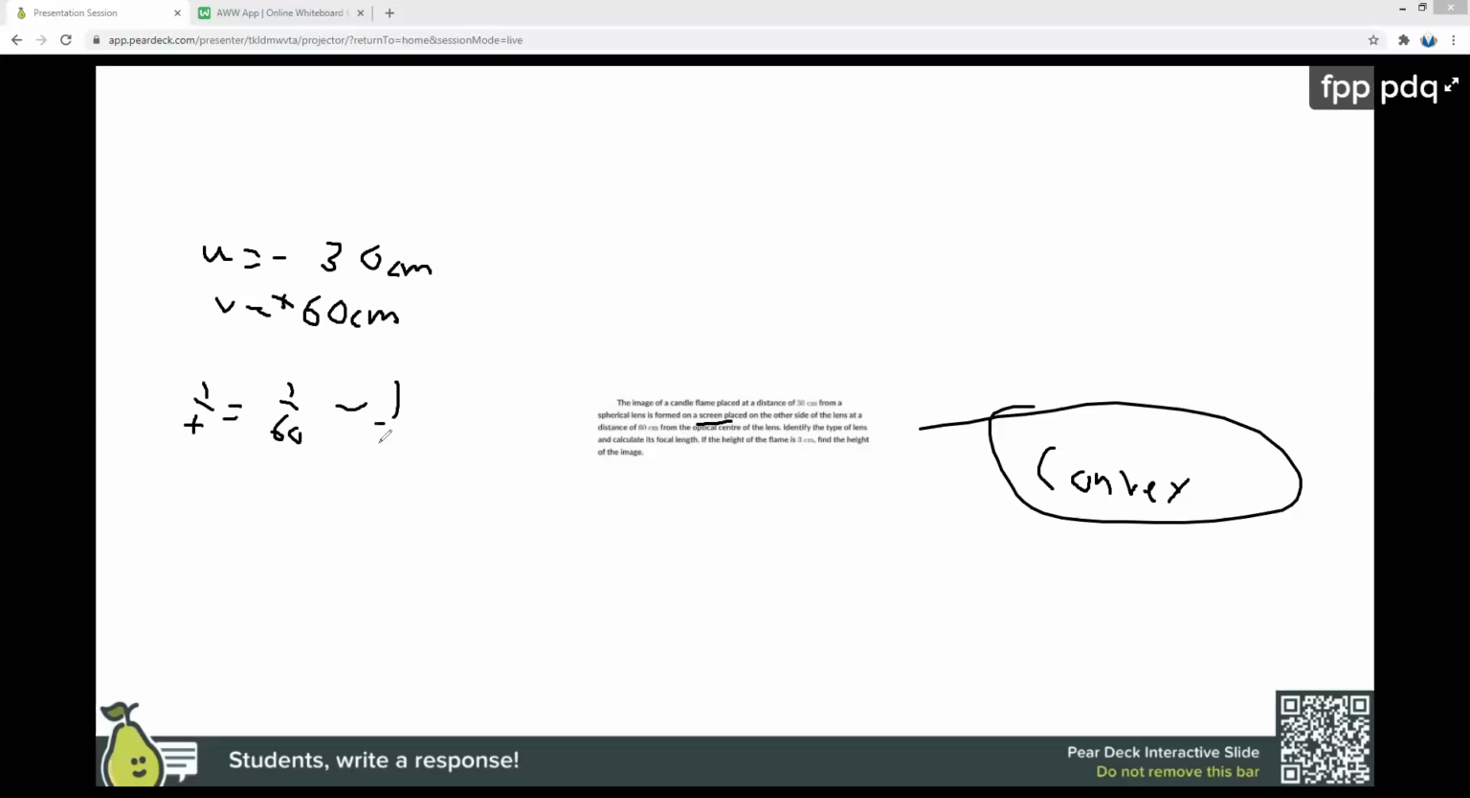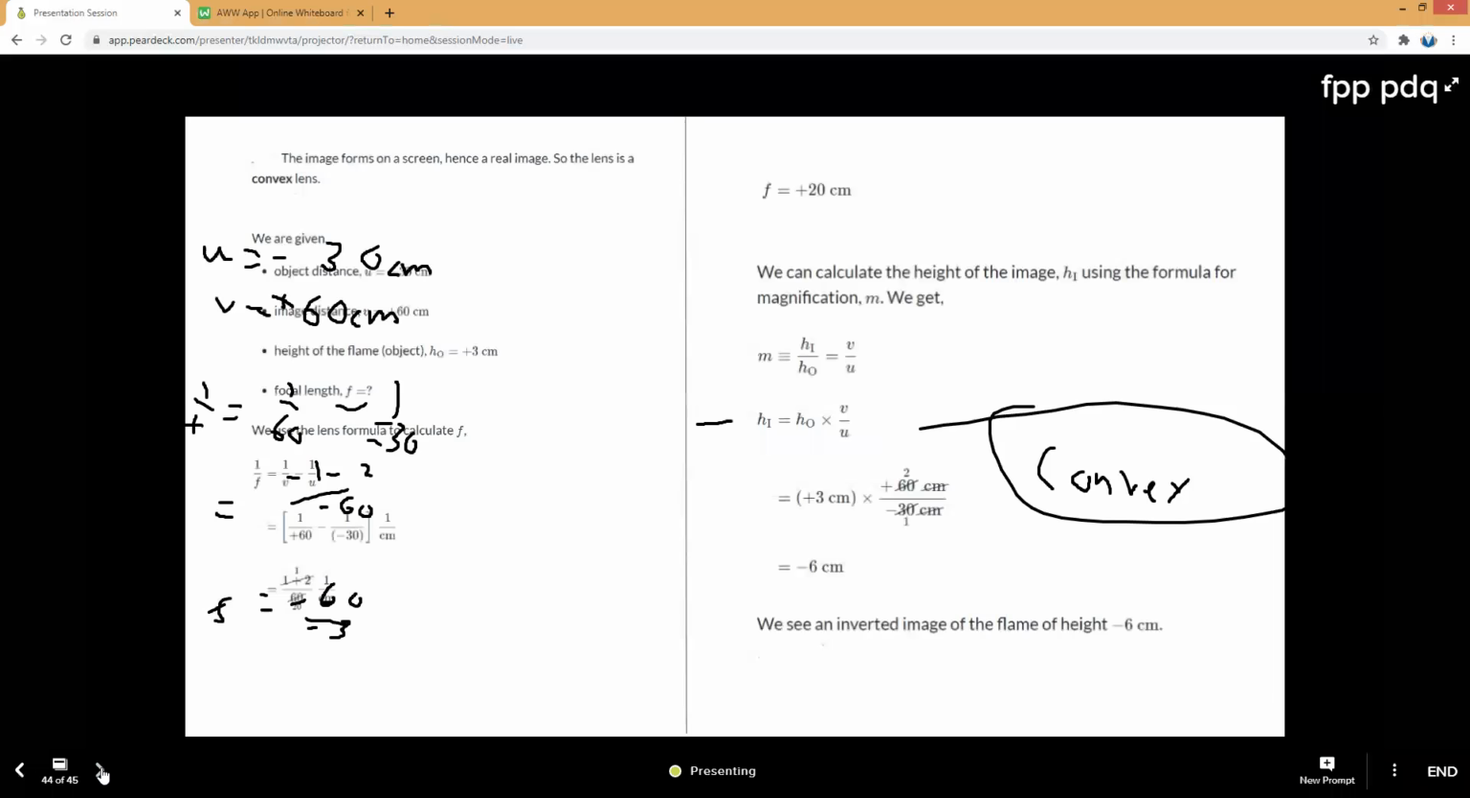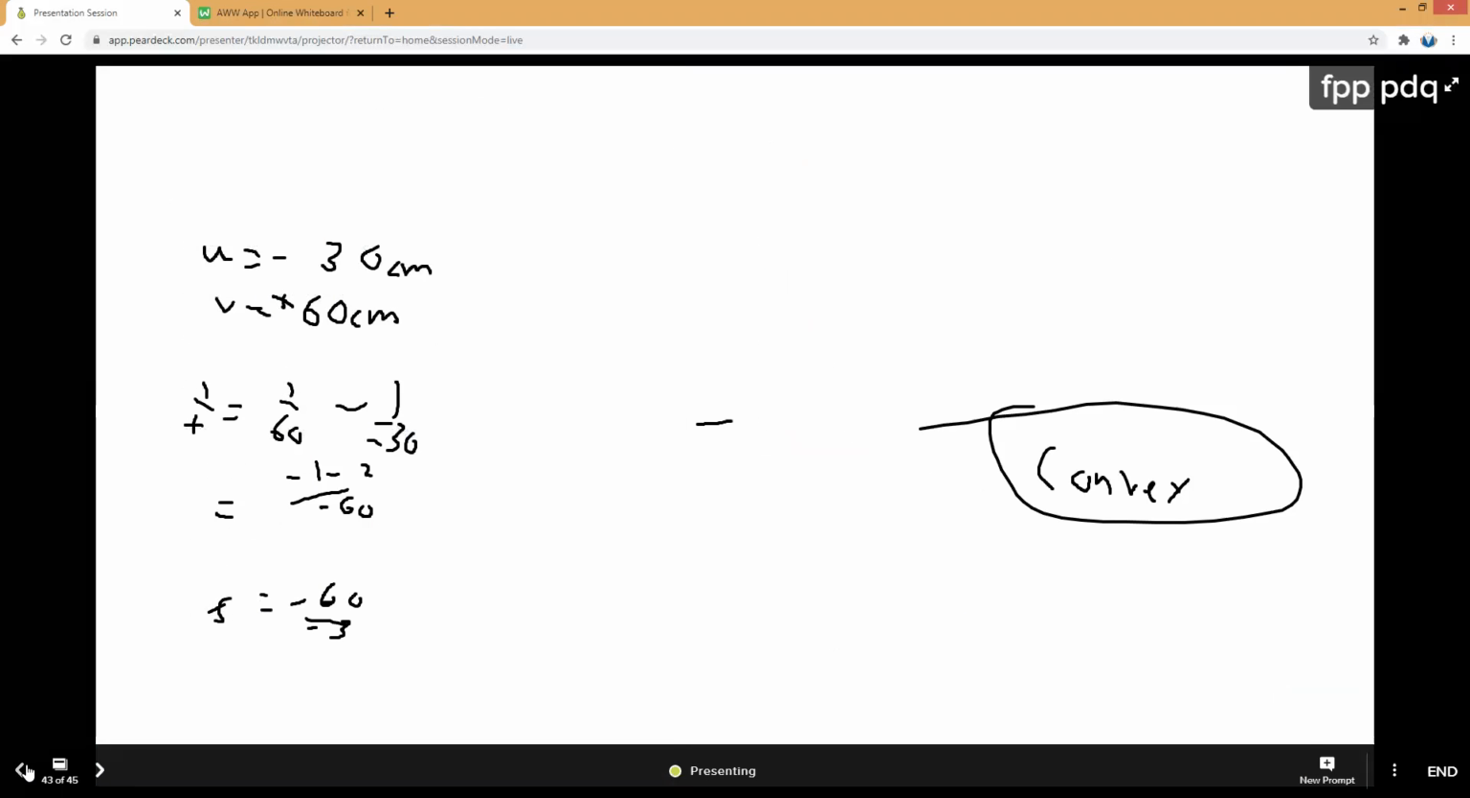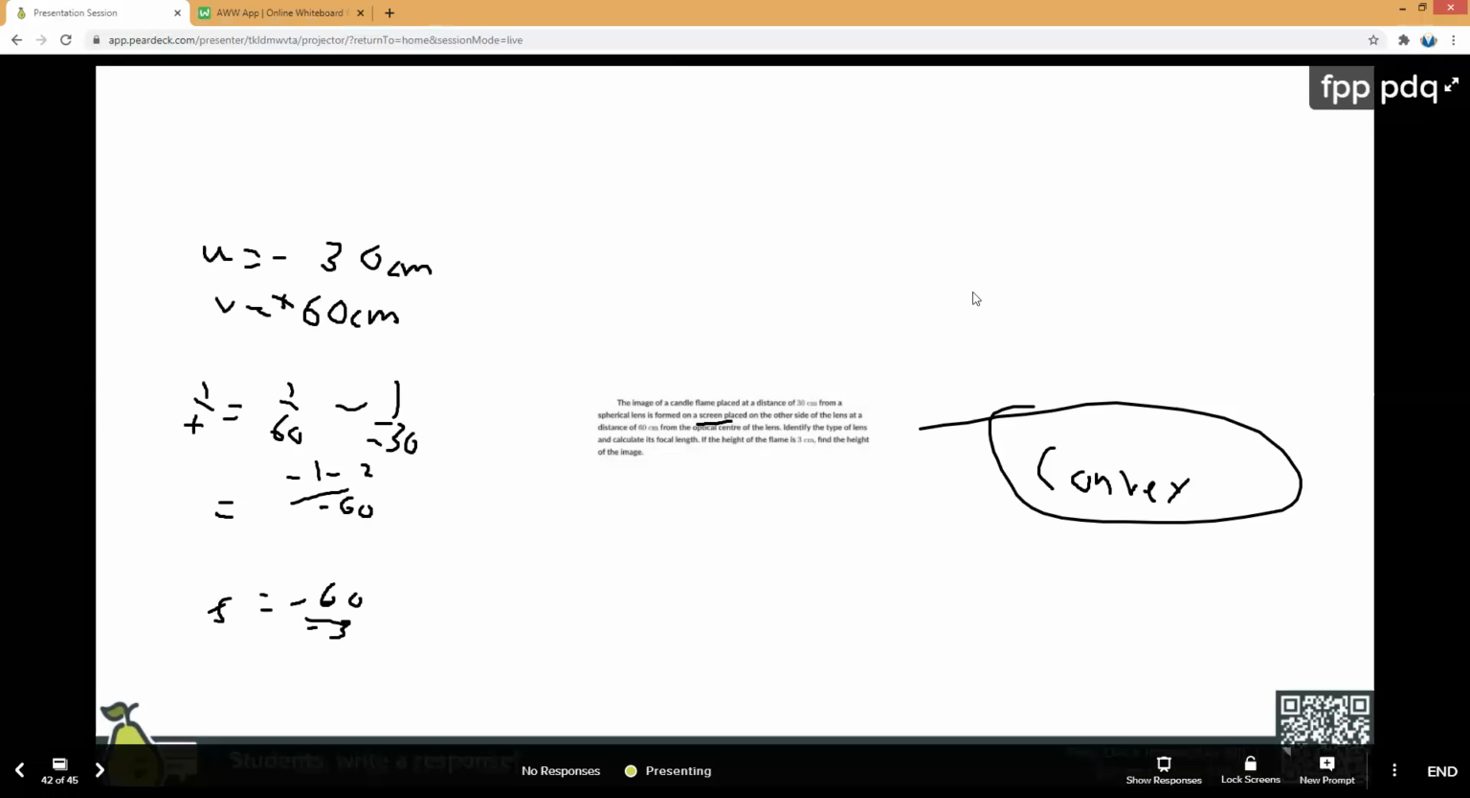1 by f is equal to 1 by v minus 1 by u. Minus 1 minus 2 by minus 60. So we have f is equal to minus 60 by minus 3. Let me just check if it's right. It should be 20 centimeters. One second. The answer is 20 centimeter, correct. It's 20 centimeters, okay? So f will become plus 20 centimeter, okay?